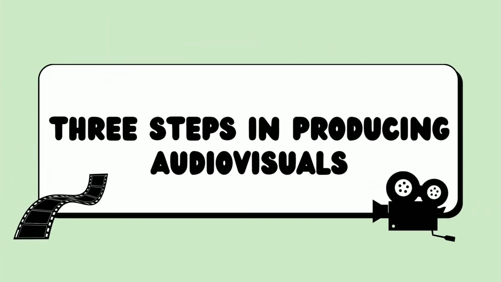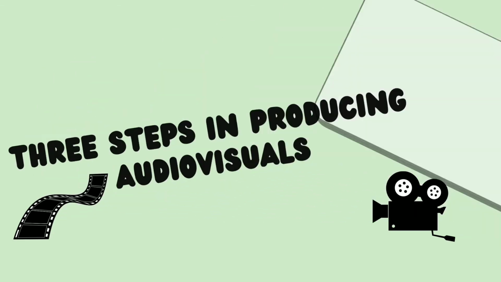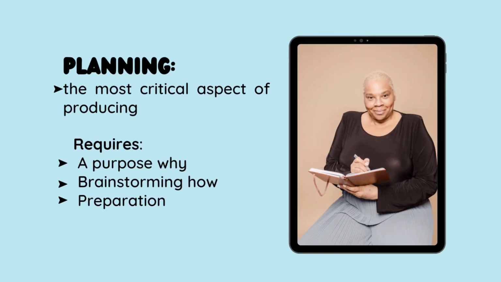There are 3 steps in producing audiovisuals. The first step is planning. Planning is the most critical aspect of producing since it requires a purpose. Why is there a need to produce? The brainstorming of how it will be possible to produce the audiovisual and the preparations needed for it to be successful.